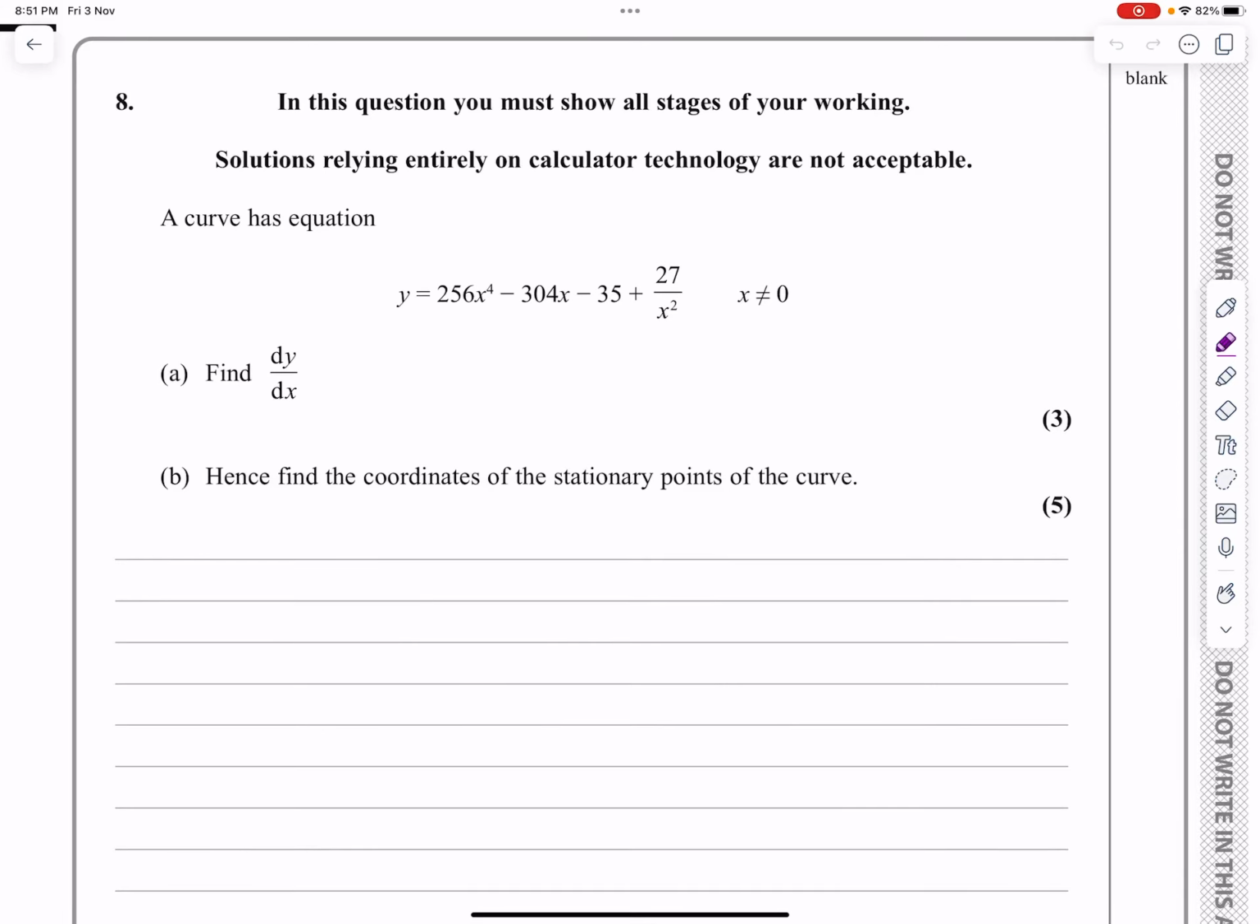Okay, this is the P2 paper from June 2022. This is question number 8. And if we look at it, we can see this is a differentiation question, and also a finding stationary points question. So let's jump straight in.